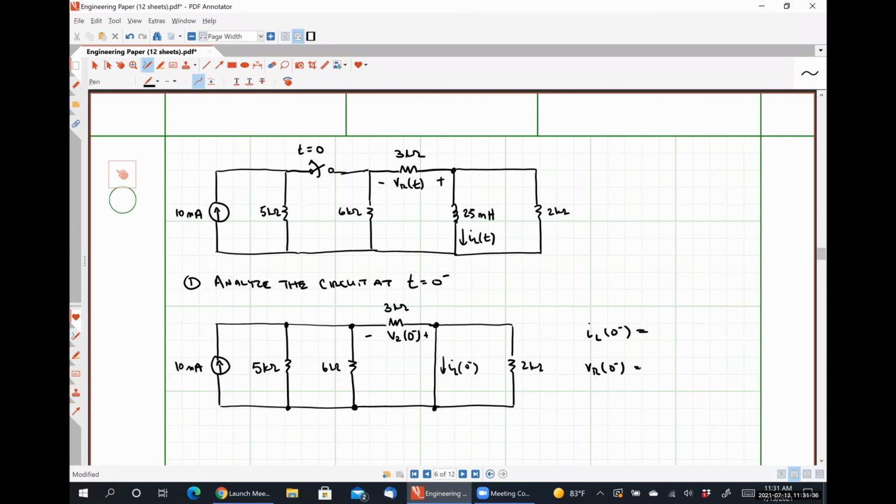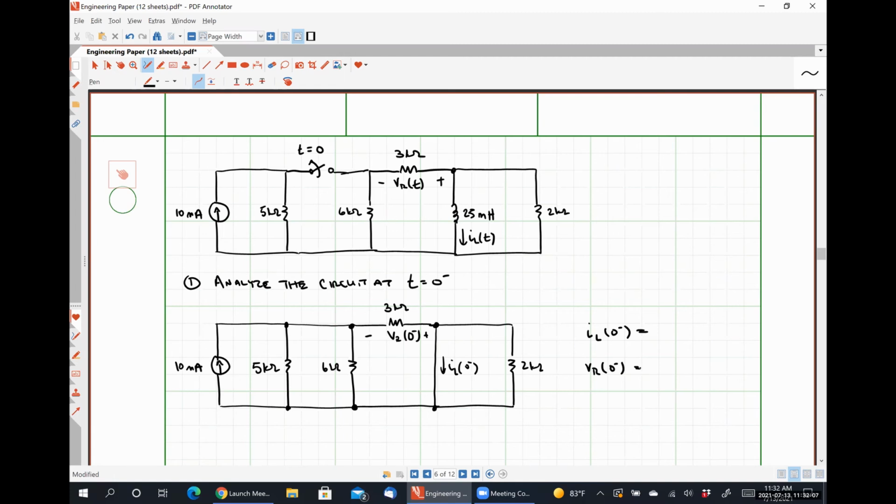Does anyone have any thoughts? Could you do current division on the 3 kilo ohm resistor and then find the current flowing through the 3 kilo ohms and do that times 3 to get the voltage right there? Okay, so that is absolutely a method that will work.